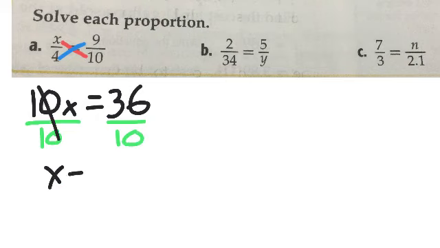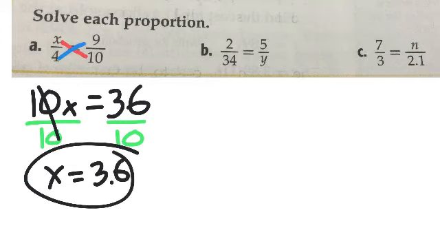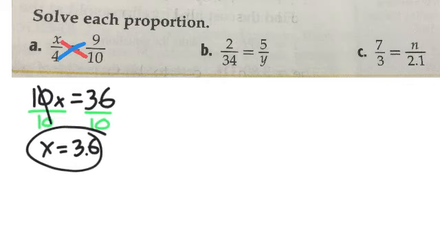1 times x is x. 36 divided by 10 is 3.6. So I find that the missing x value must be 3.6. If you want to, go ahead and pause the video and try to work these next two out on your own, and then I'll show you the correct way to do them.